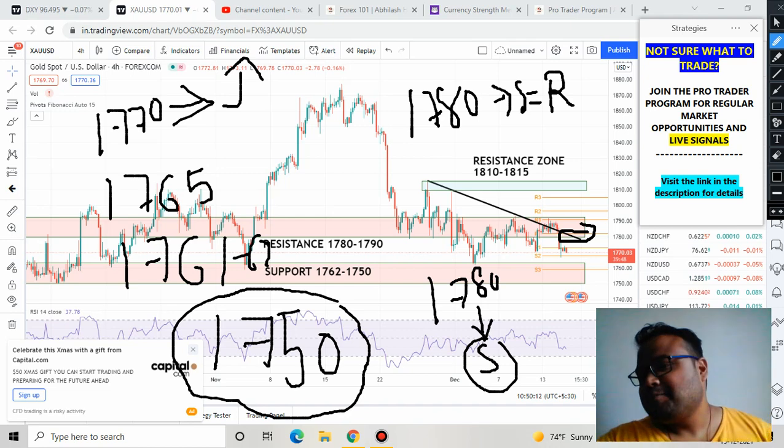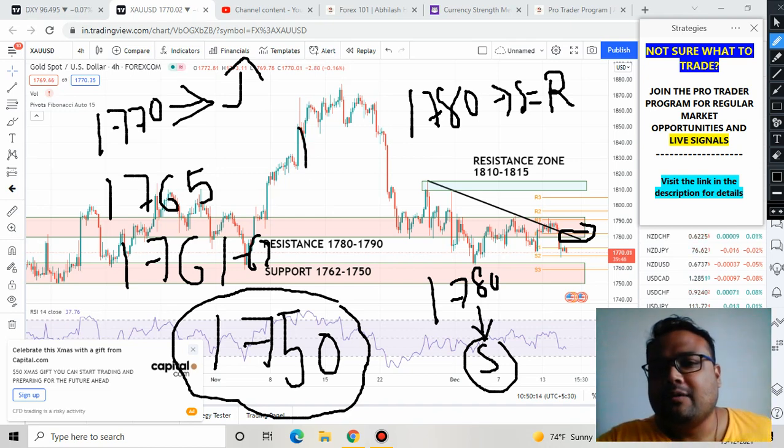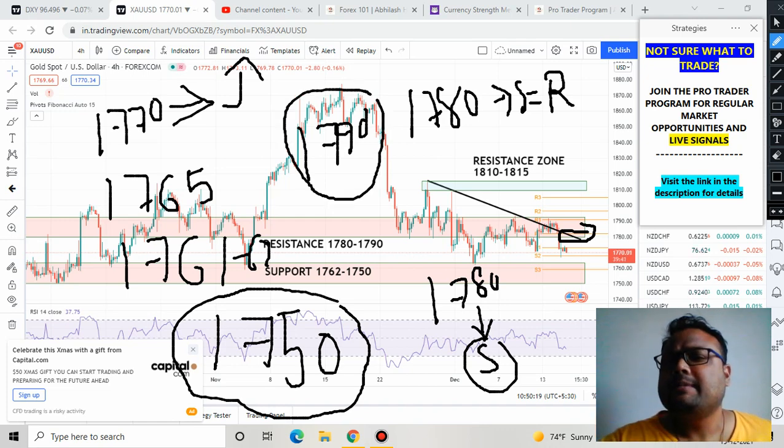And ultimately we have a resistance at 1790 for the day. 1790 is the ultimate resistance for the market right now, because on many instances we have seen gold struggling at the 1790 level. So be careful.